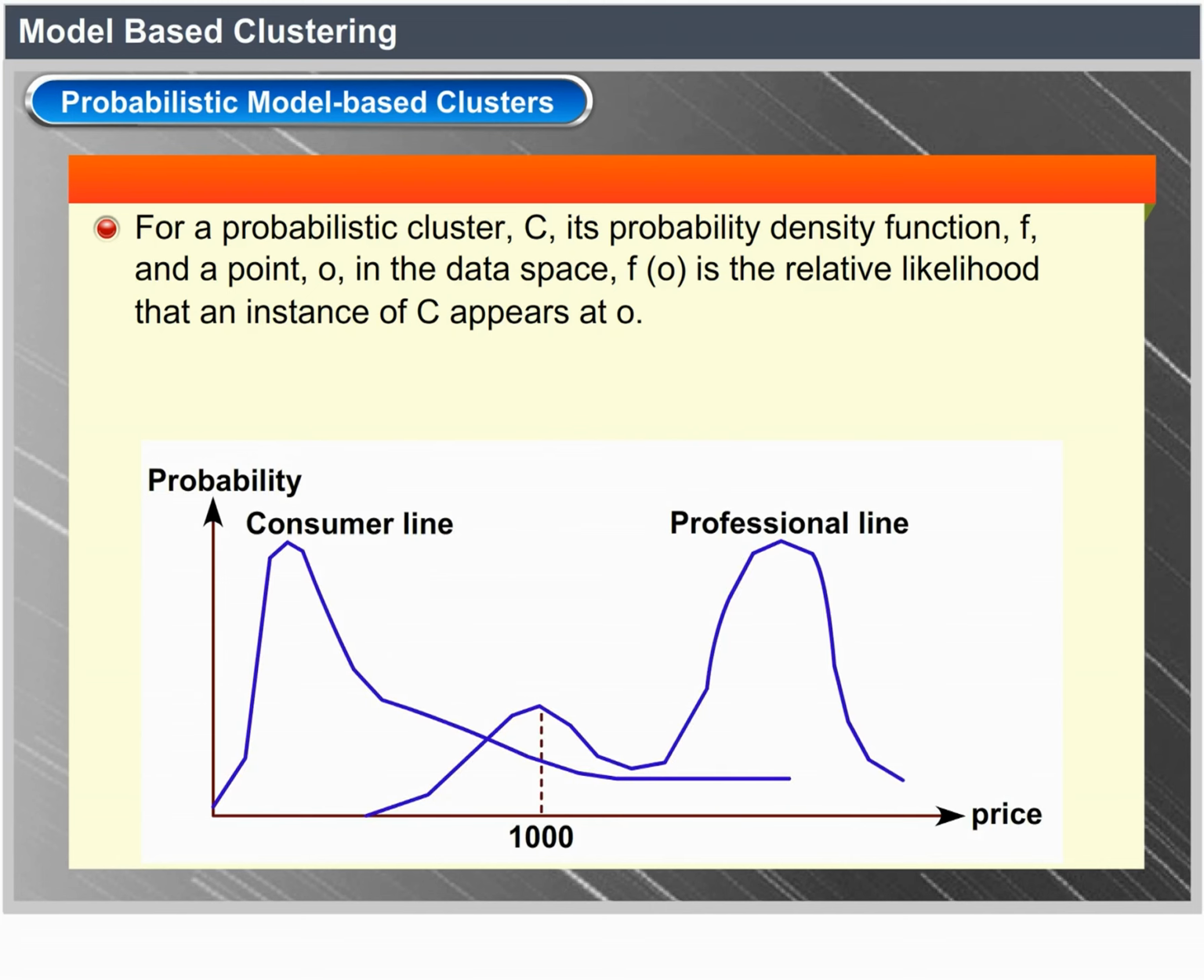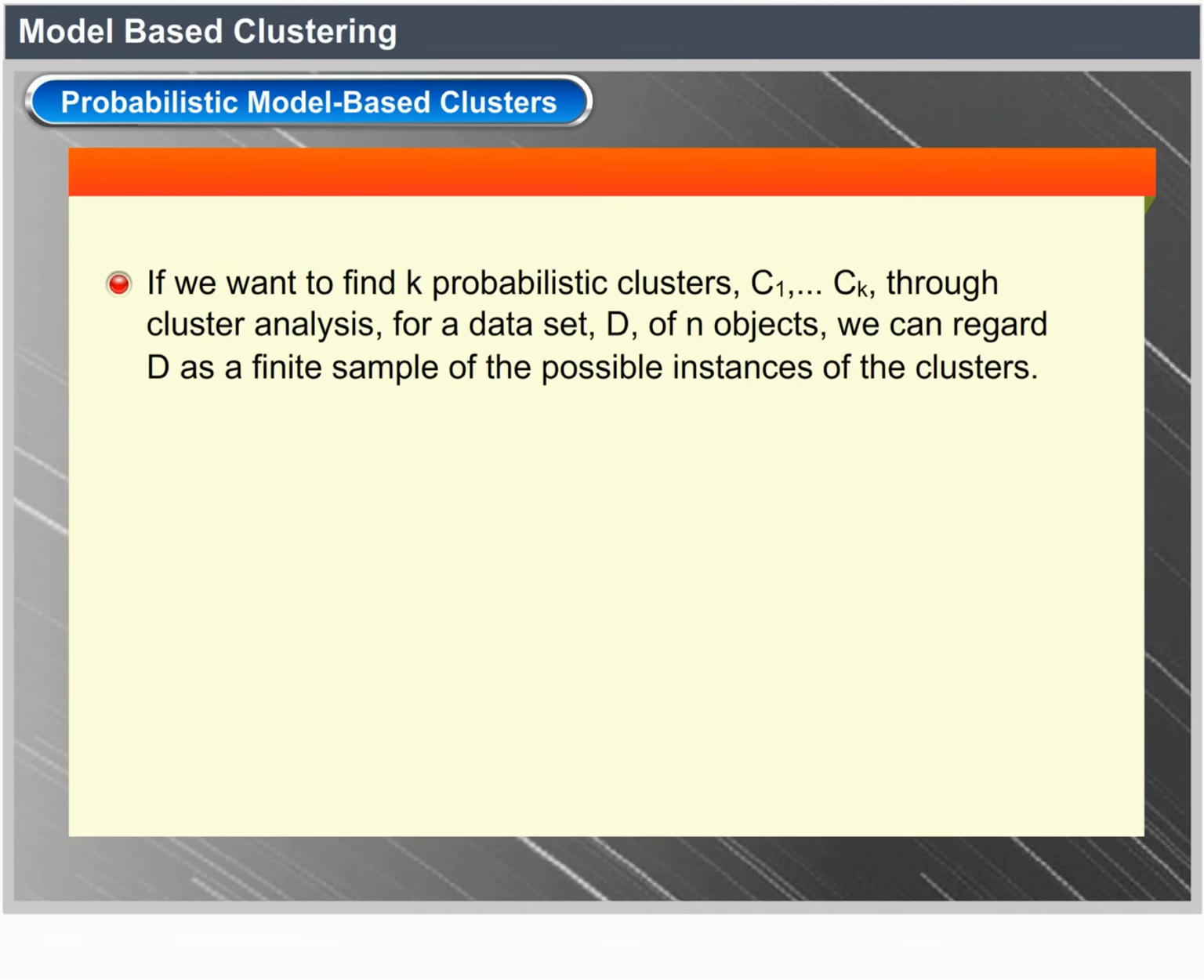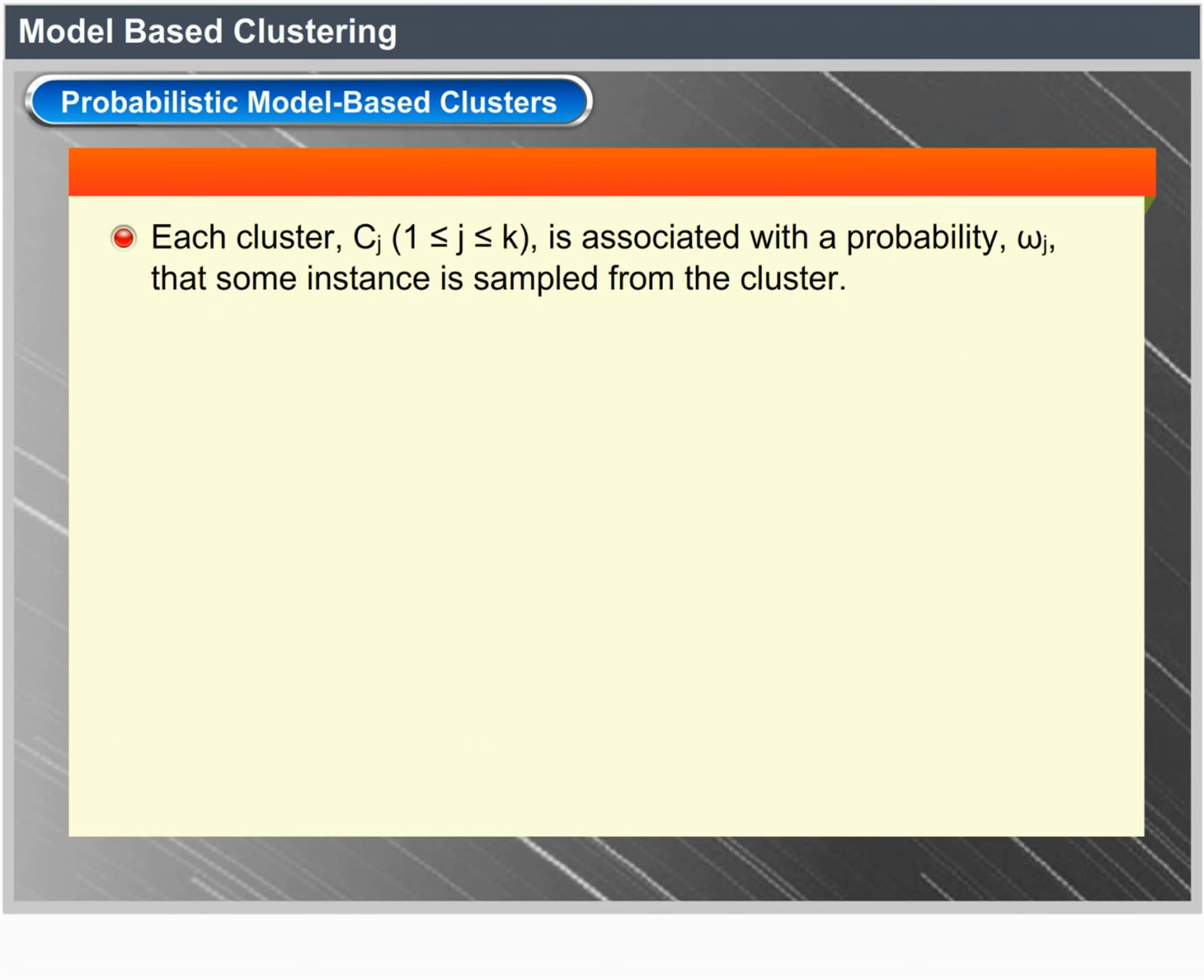Suppose we want to find k probabilistic clusters, C1 going up to Ck, through cluster analysis. For a data set D of n objects, we can regard D as a finite sample of the possible instances of the clusters. Conceptually, we can assume that D is formed as follows. Each cluster Cj, with j lying between 1 and k, is associated with the probability omega j that some instance is sampled from the cluster.